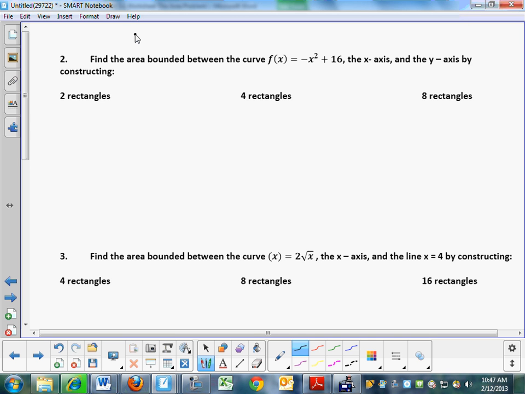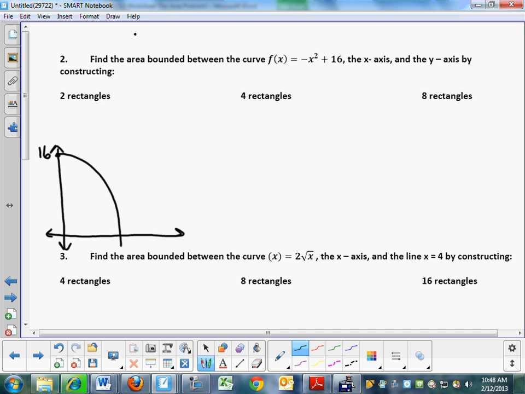Okay, I'm going to draw this curve, negative x squared plus 16. What does that look like? It's a parabola, it's upside down, and it crosses up at, good. So I have this shape. Because it says area bounded between this, the x-axis, which is this line, the y-axis, which is this. So it's that region bounded by those three equations.